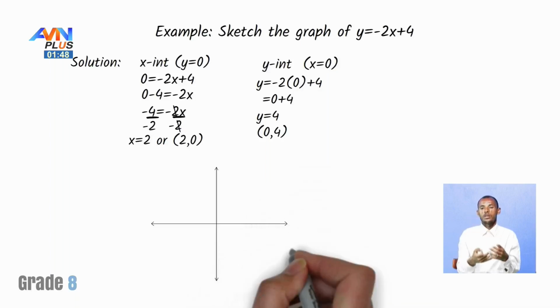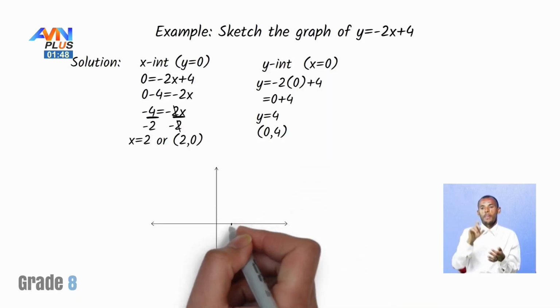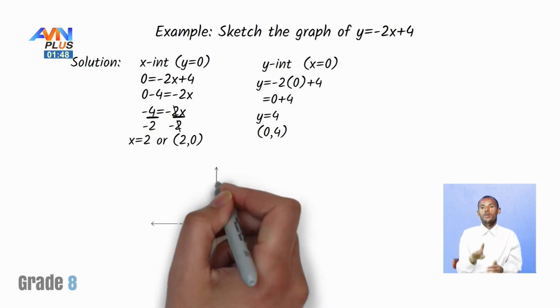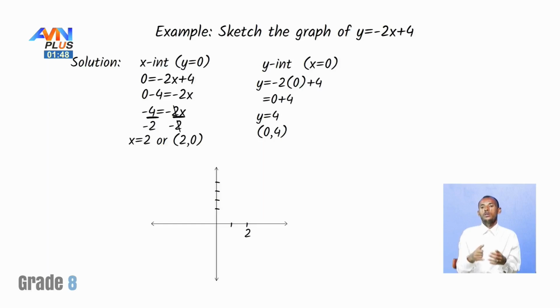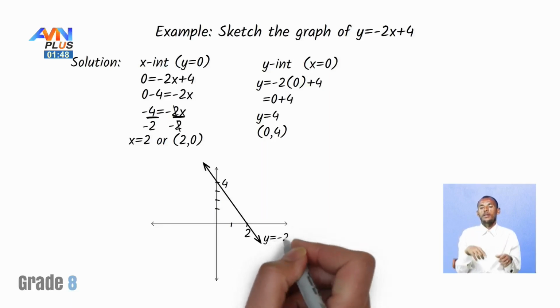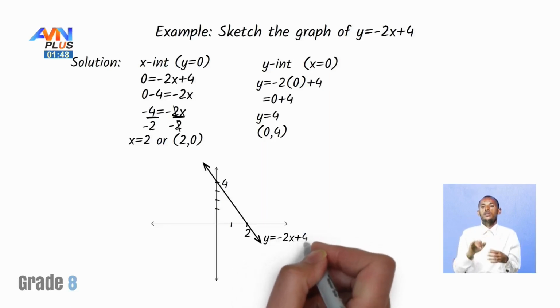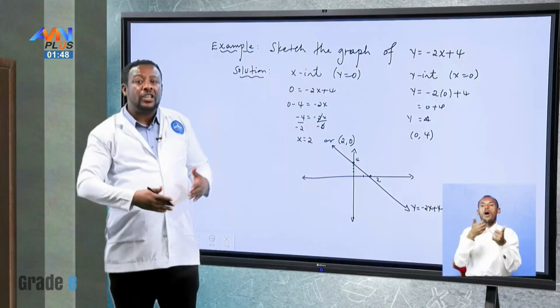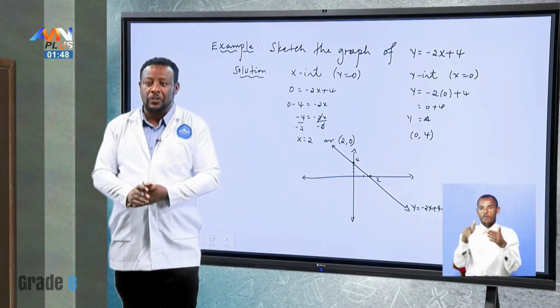One of the points is x is 2, and the other point is y is 4. You can roughly sketch the points (2, 0) and (0, 4) somewhere here. So you connect these 2 points, okay? Through these 2 points, you can construct a straight line. That straight line is the graph of y is equal to minus 2x plus 4, okay? So this is how you sketch the graph of a linear function.